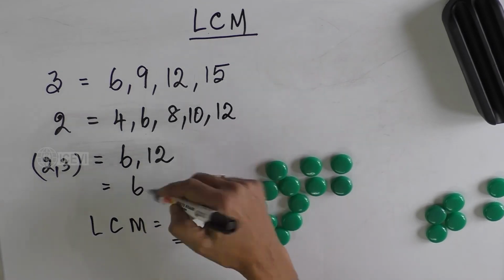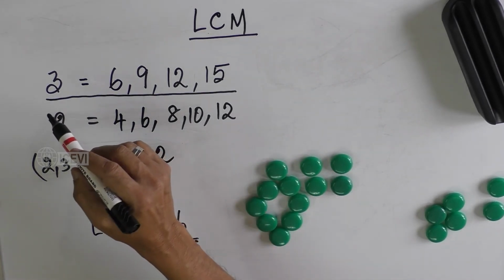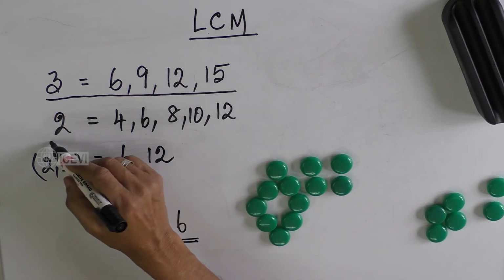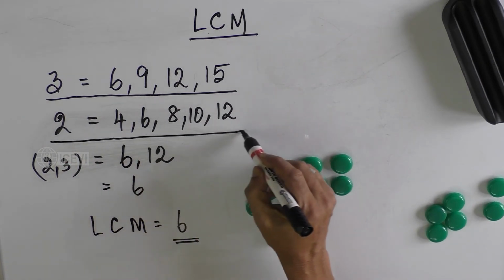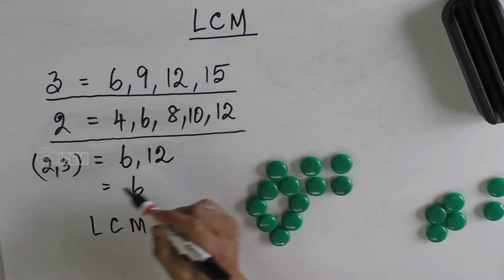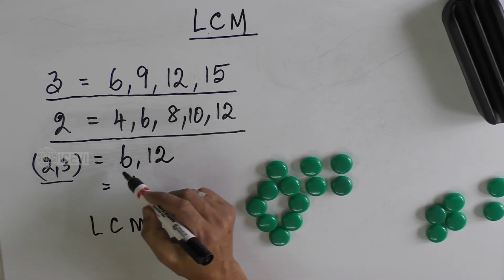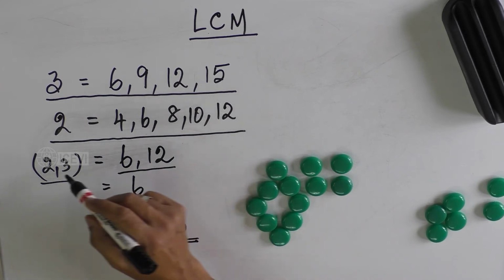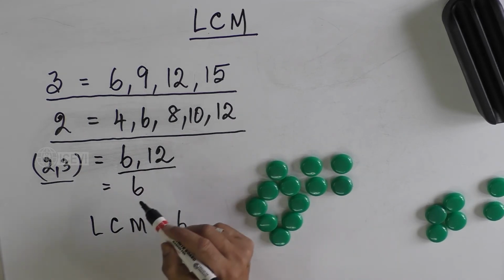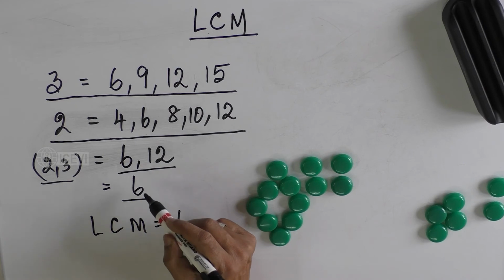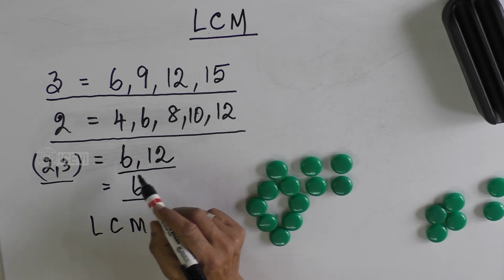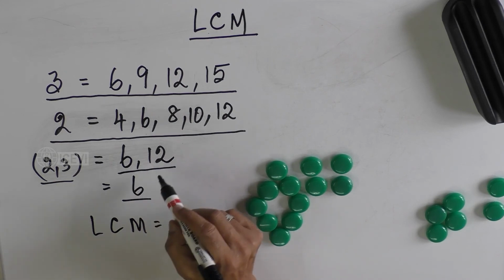So you repeat the procedure. First you have to list the multiples of the first number. Second, you have to list the multiples of the second number. Third, you have to list all the common multiples of the first number and the second number. And the fourth step is you have to take the least among the common multiples.